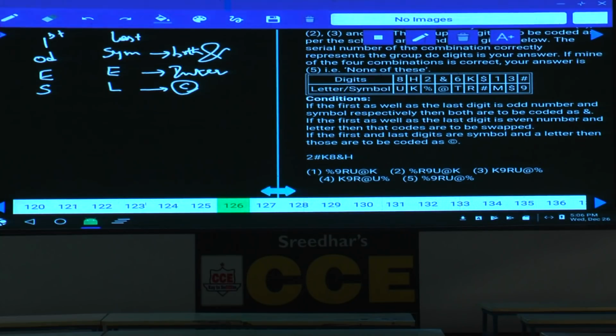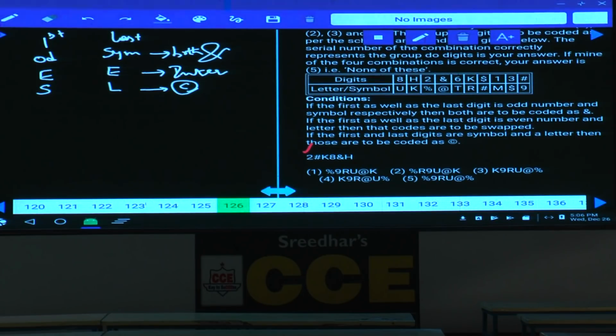Then coming to question number 126. Now in this 126, tell me what is your answer here. In question number 126, 2 hash k 8 and so on. The first one is 2 and the last element is a letter. Is there any information here?